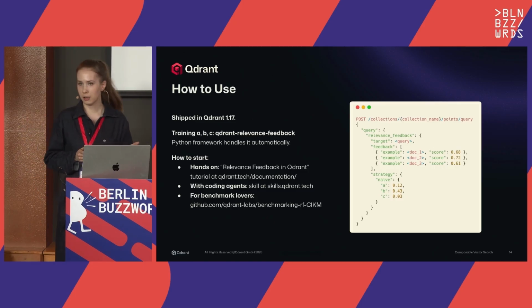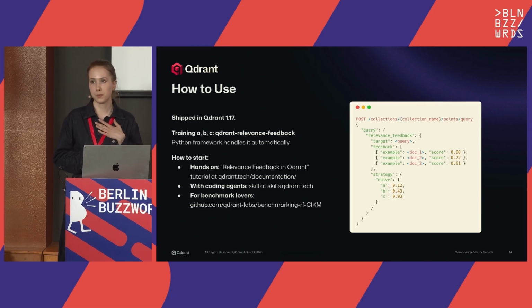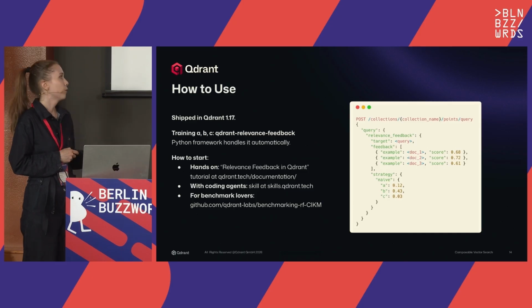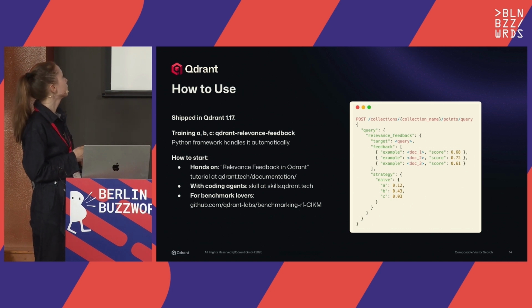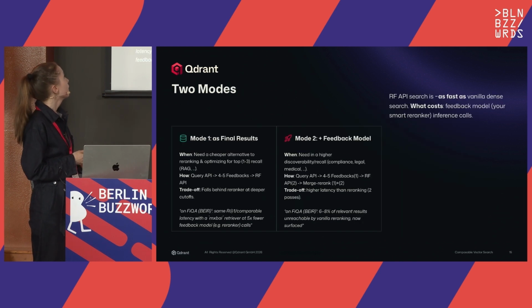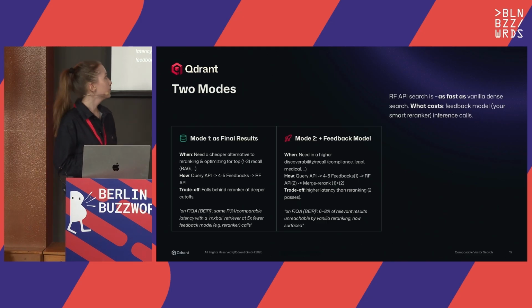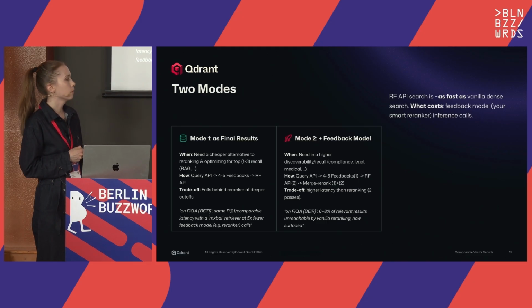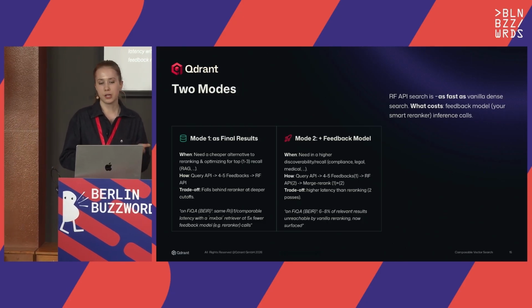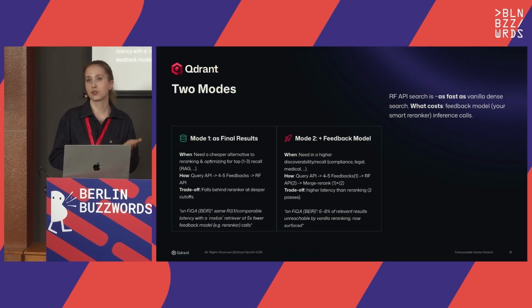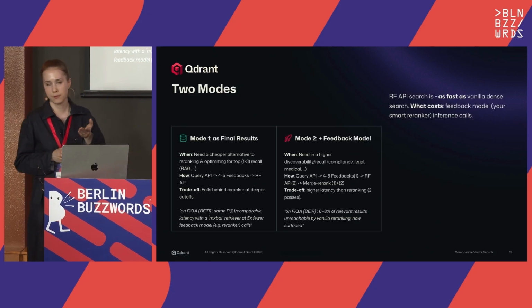And also for benchmark lovers, because I personally respect that benchmarks are there, there is also a repository which checks this feature on BEIR, because what else can we check whatever is happening in search. Basically, there are two modes of using it. I got the question, how much more expensive is it to use? It's pretty much the same as the dense search itself, because the formula is very simple.